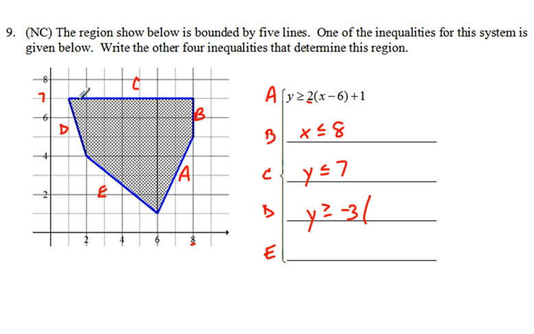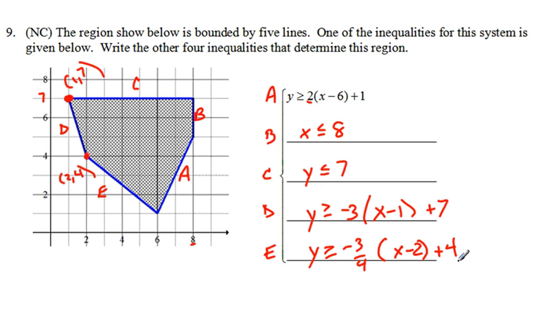And then I just need to pick one of these endpoints. It doesn't matter which one. I'll go with this one. So this endpoint was at 7, oh no, it's not 7, 1. It's the x first. Let's fix that up. So that endpoint is at 1, 7. So this is going to be x minus 1 plus 7. All right, our last one, E, we're also shading above this one. So y is greater than or equal to. Our slope would go down 1, 2, 3 over 1, 2, 3, 4. So negative 3/4. And we have, let's just take this point here, 2, 4. So x minus 2 plus 4. And we're done with this one.